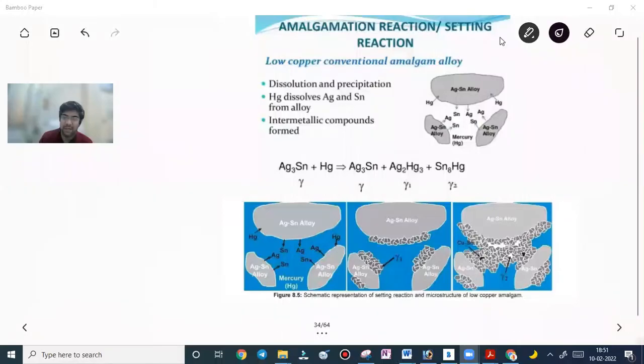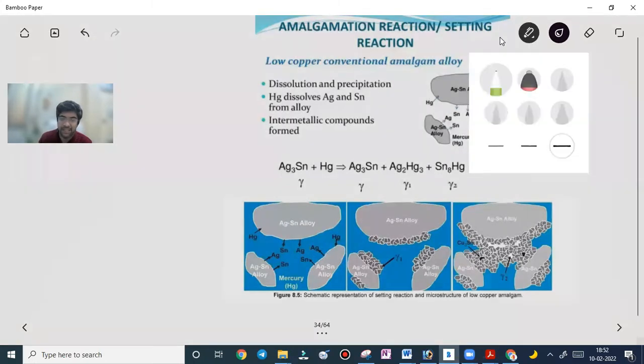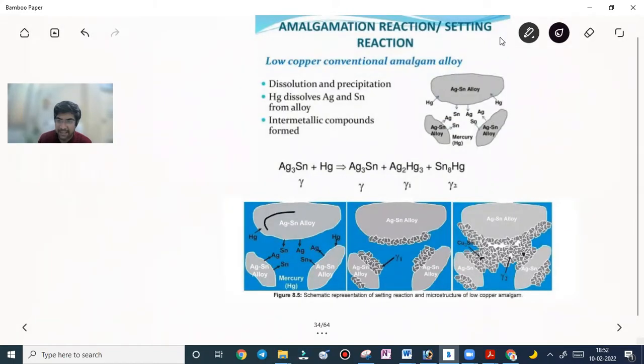So let us discuss the low copper conventional amalgam alloys. When you triturate the alloy particles and the mercury, the silver and the tin present in the outer portion of the particle get dissolved into the mercury. The mercury diffuses into the alloy particles and starts reacting with the silver and tin within, forming crystals of silver mercury, that is gamma 1, and tin mercury, that is gamma 2.